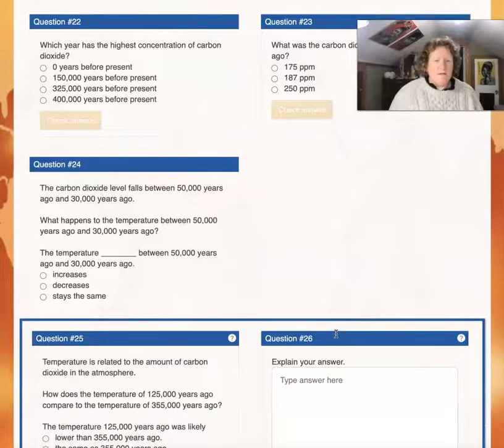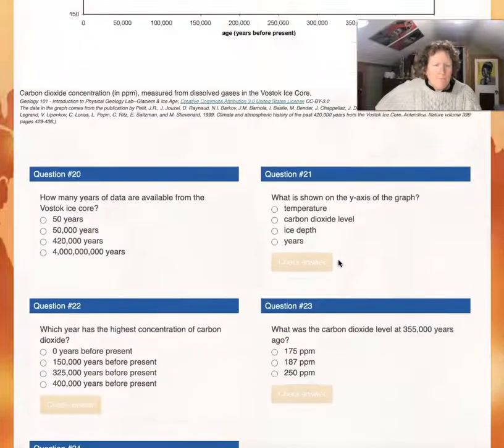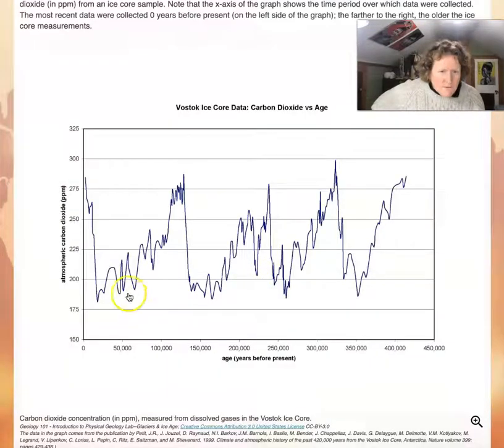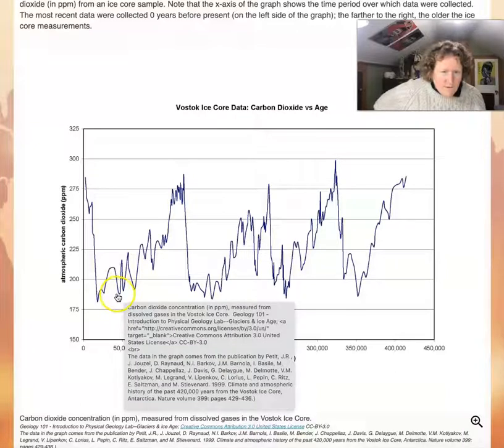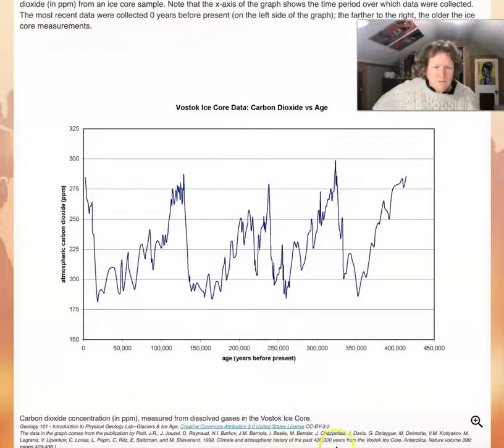The carbon dioxide levels fall between 50,000 years and about 30,000 years ago. What happens to the temperature between 50,000 years ago and 30,000 years ago? So here's 50,000 years ago. Here's 30,000 years ago. So between these two times, what do you think happened to the temperature?